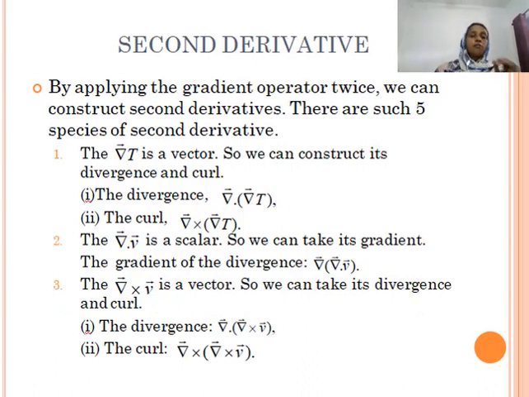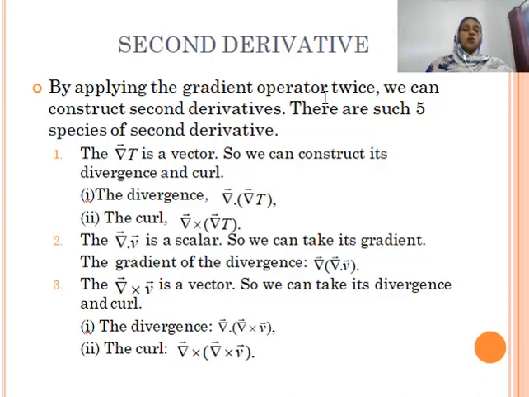Now we can study second derivatives. Till this moment we discussed the first derivative using the del operator and its product rules, the different rules connected with the vector differential operator acting on a function. Now we can extend this to second derivatives. We can apply this gradient operator twice and produce 5 species of second derivatives.